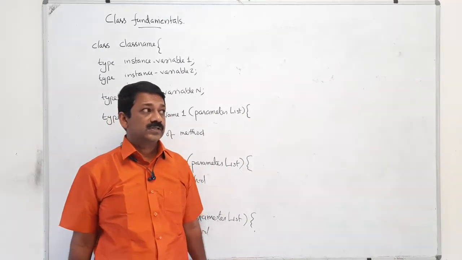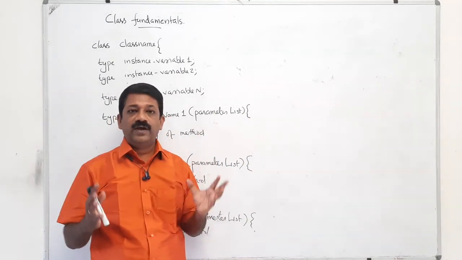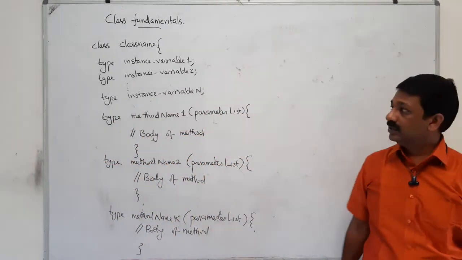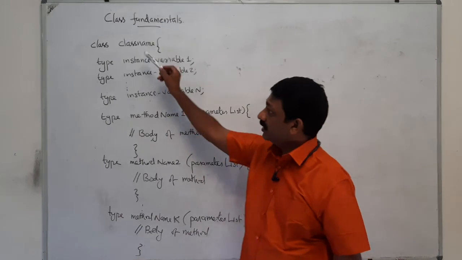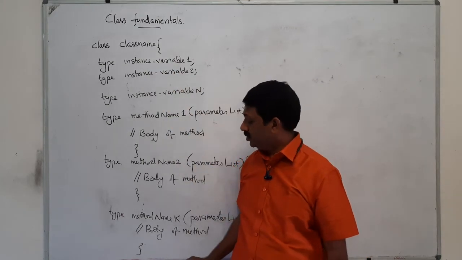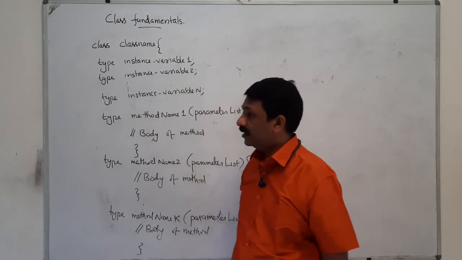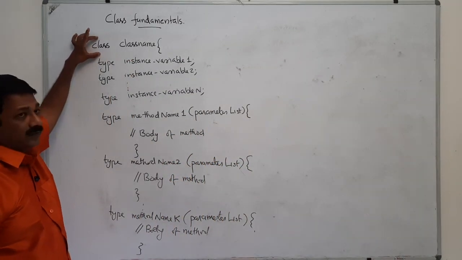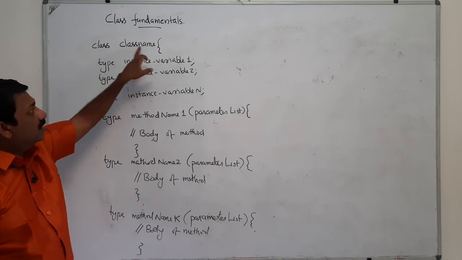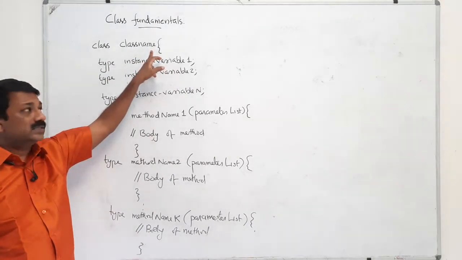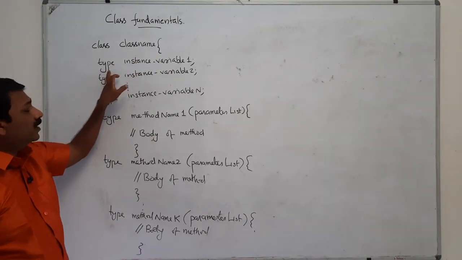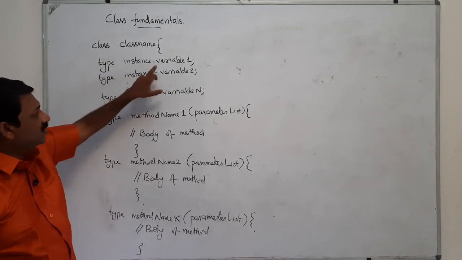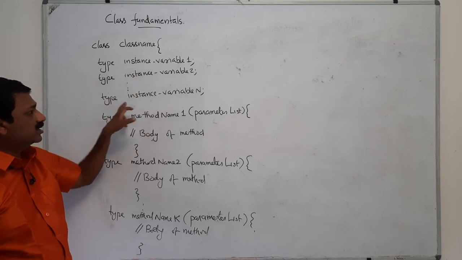Today we are going to discuss how to define a class and how to create objects of that class. For example, here is the general syntax of how to define a class. Class is the keyword. You should start with class, and here you have to have the class name followed by the type of these properties, instance variable 1, instance variable 2, etc.